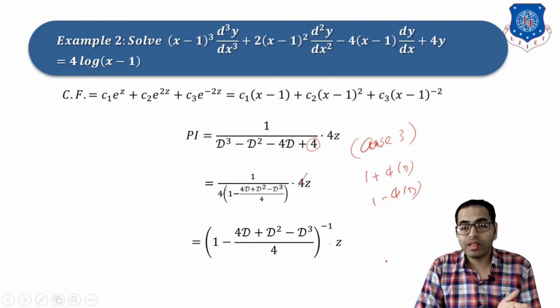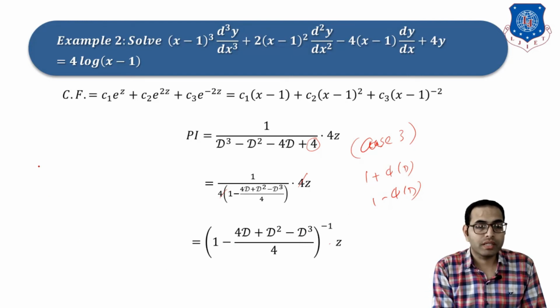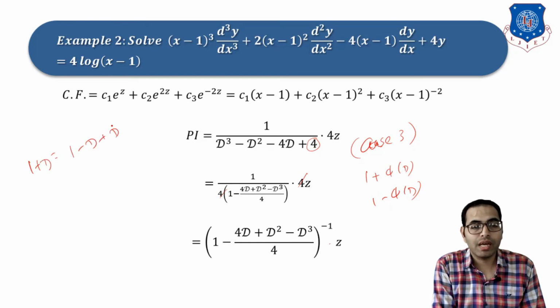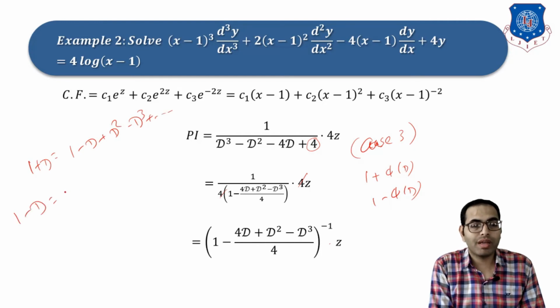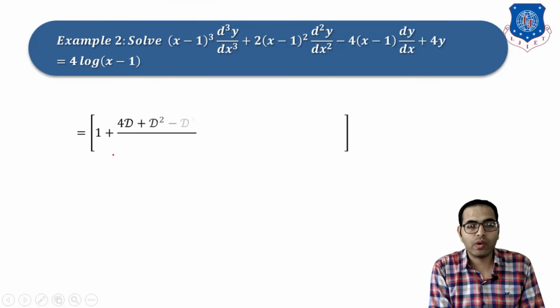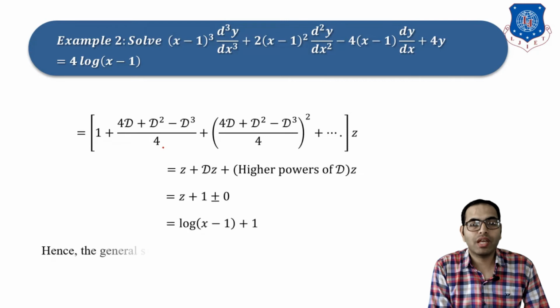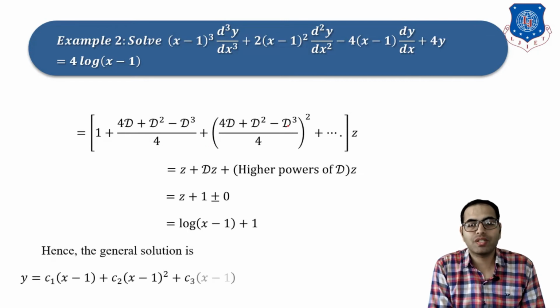Now with the help of binomial expansion, suppose our term is in terms of 1 plus phi of D or 1 minus phi of D. Suppose 1 plus D, then we have the binomial expansion 1 minus D plus D square minus D cube and so on. In terms of 1 minus D, it is 1 plus D plus D square plus D cube and so on. Then here our term will be negative. Then with the help of binomial expansion, 1 plus 4D plus D minus D cube by 4 plus 4D plus D square minus D cube by 4 whole square and so on, into z.